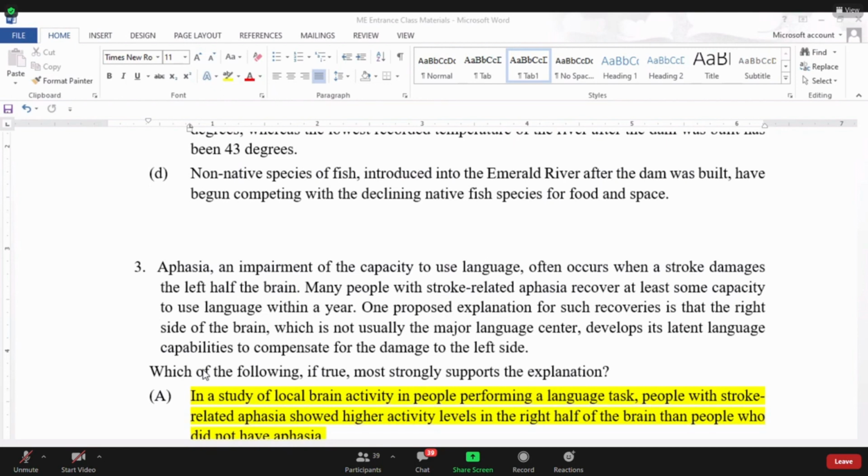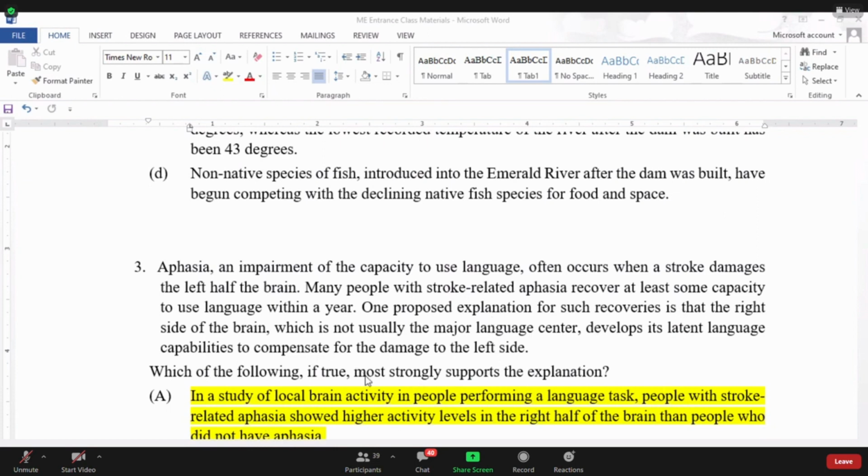That's why many people get recovery within a year, because the right side of the brain becomes active and helps the person to use language. Actually, the major language center is the left half of the brain, but in some people the right side becomes active and they start using language again. So this is the explanation for the recovery.